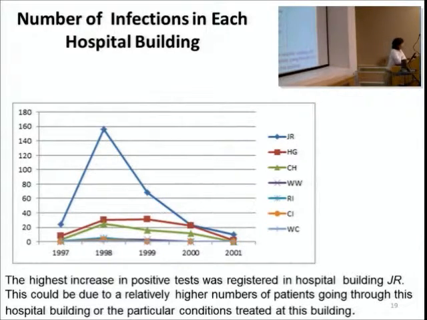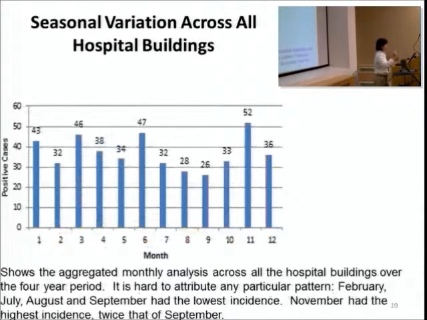Now, we also have to ask: these other hospital buildings have much lower infection numbers, but they have not managed to reduce it as noticeably as JR. So what is happening there? We now have some interesting questions that we will ask. And we now look at, is there any seasonal pattern across the 12 months in the year? Actually, I can't see any pattern in this particular infection.